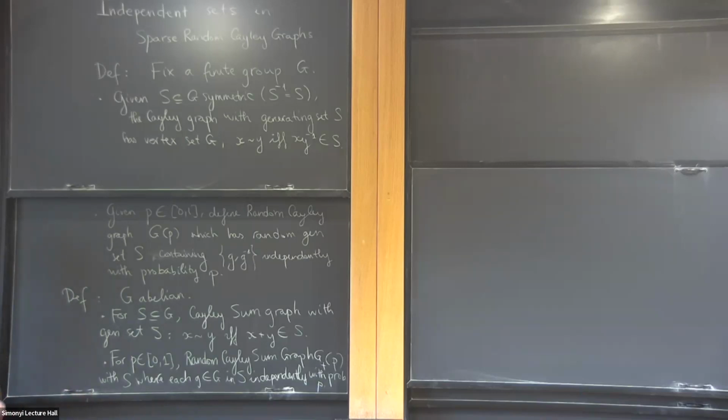Okay. Are you including the identity element with probability p in S? Yeah, so let's think that the identity element we will always ignore. And I want to consider an undirected graph with no loops. So let's keep the discussion simple that way.